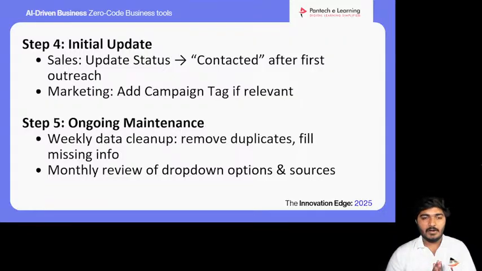By a particular time interval we have to do all those things. Weekly data cleanup: remove duplicates, fill missing info, all those things. So weekly we have to take charge of the data and clean it up at a particular interval, or we have to automate the task. Remove duplicates based on the same or repeated data, and fill missing info. There has to be no nil values. If there are nil values, we can do the automation. Then a monthly review of dropdown options and the sources, how that month's conversion rate and sales rate have been, all those things.